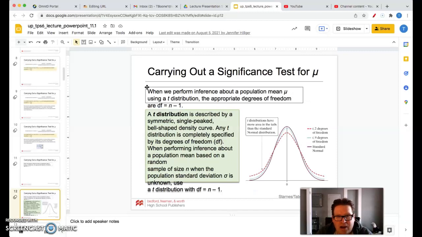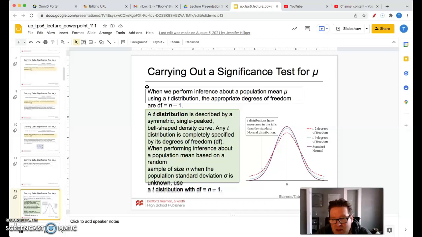Okay. All right. Now when we perform inference about a population mean using a t distribution, the appropriate degrees of freedom is just your sample size minus 1, n minus 1. And a t distribution, you might say, well, what is that? Well, it's described by a symmetric, single-peaked, bell-shaped density curve. Looks like a normal curve. It sort of does. Any t distribution is completely specified by its degrees of freedom.